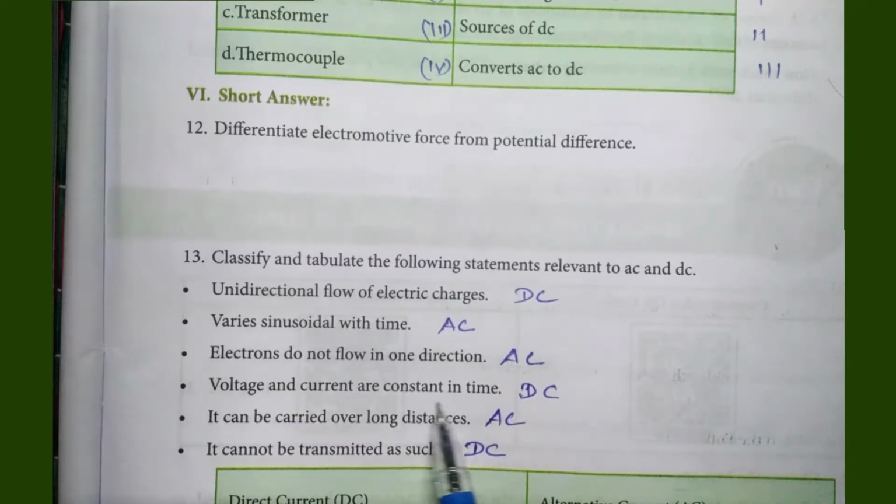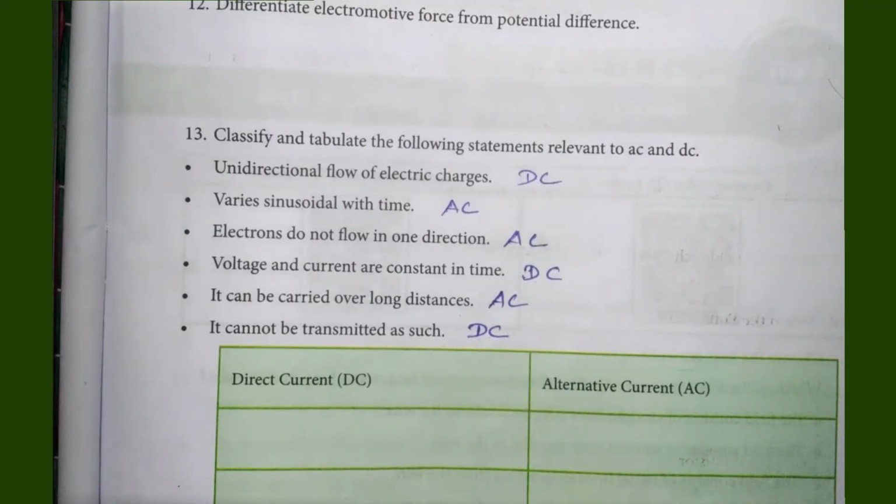Voltage and current are constant in time. Both are not changing. Both are constant. So it is DC. It can be carried over long distances. Only AC can be carried over long distances. DC cannot be transmitted as such. To transmit DC, you have to convert it into AC. In the tabular column, write all those things here.